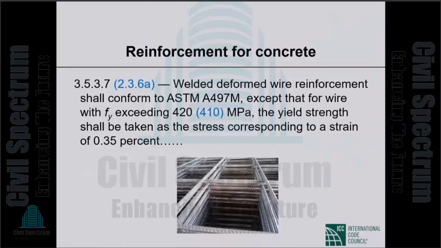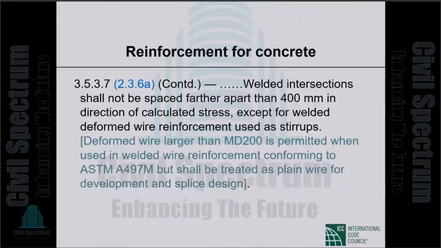For welded deformed wire reinforcement, the spec is A497. Again, the definition of yield strength changes when yield strength exceeds 60 ksi. Welded intersections shall not be spaced further apart than 400 millimeters. So if it is plain wire reinforcement, the cross wires cannot be further apart than 300 millimeters. For deformed wire, it is 400 millimeters.